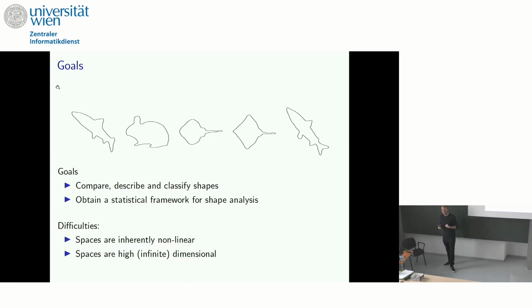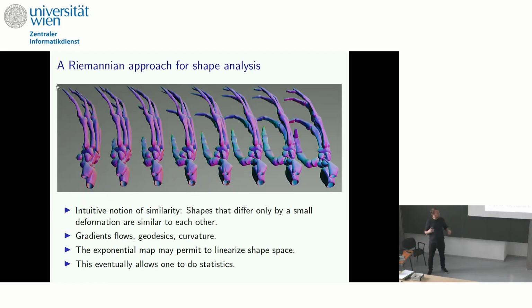So what do we want to do in shape analysis? Passing again everything back to Alain's talk, in some way we want to compare, classify, and describe objects, and we want a statistical framework that really allows us to learn something from a population of shapes. And what are the difficulties? Most shape spaces are inherently nonlinear, so it's not per se defined what is the addition of two shapes, or what is the average of two shapes. And in addition, they are at least high dimensional if we work in a discretization, or infinite dimensional in theory. These two things together are a difficulty that we have to overcome.